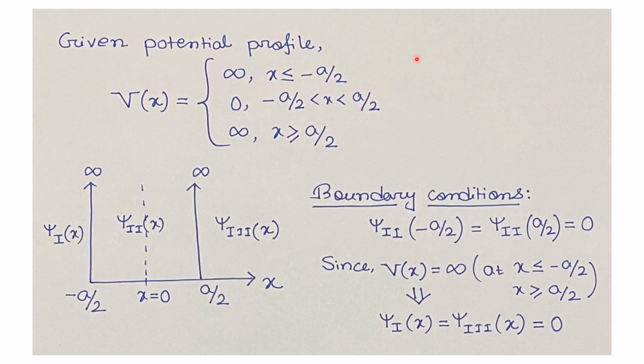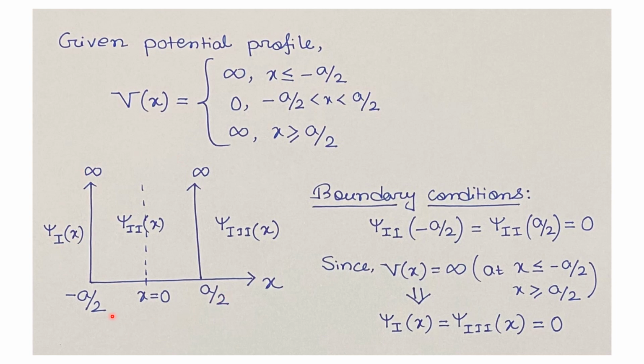The given potential profile according to the question is V as a function of x equals infinity for x less than or equal to minus a by 2, equals 0 for x greater than minus a by 2 but less than a by 2, and infinity for x greater than or equal to a by 2. The potential profile is shown by this schematic.